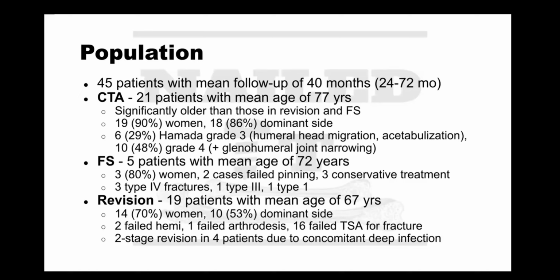And then going to the revision cases, 19 patients and mostly younger patients with a mean age of 67. Again, primarily women, and about half of them were on the dominant side. And specifically, most of them were failed total shoulder arthroplasties for a fracture, 16 of them. And then there were 2 failed hemis and 1 failed arthrodesis. And one last tidbit to note is that about 4 patients had actually had a 2-stage revision when they were converted to a reverse because of a concurrent deep infection they had.